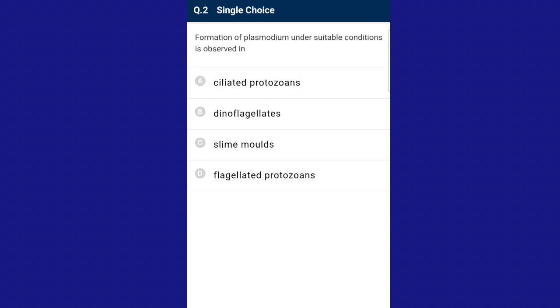Question number 2. Formation of plasmodium under suitable condition is observed in slime molds. Slime molds are saprophytic protists. The body moves along decaying twigs and leaves, engulfing organic material under suitable conditions. They form an aggregation called plasmodium, which may grow and spread over several feet. During unfavorable conditions, the plasmodium differentiates and forms fruiting bodies bearing spores at the tips. So the answer is option C, slime molds.